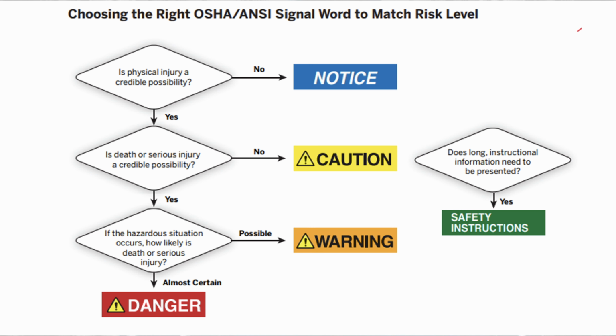Now let's talk about how you choose the right OSHA or ANSI signal words. According to the image, when we need to choose the signal words, we need to match the risk level. With this image, I'm going to talk about how to choose the risk level by asking some relevant questions. Is physical injury a credible possibility? If no, then the notice signal word shall be used. If physical injury is a credible possibility, then is death or serious injury a credible possibility? If no, then a caution signage will be used.